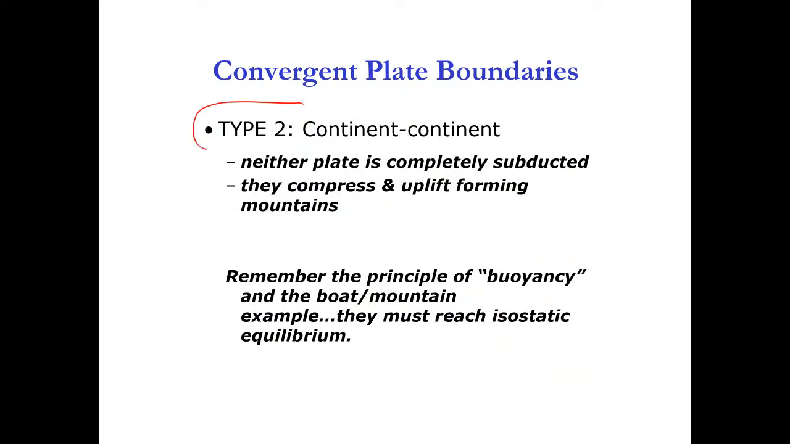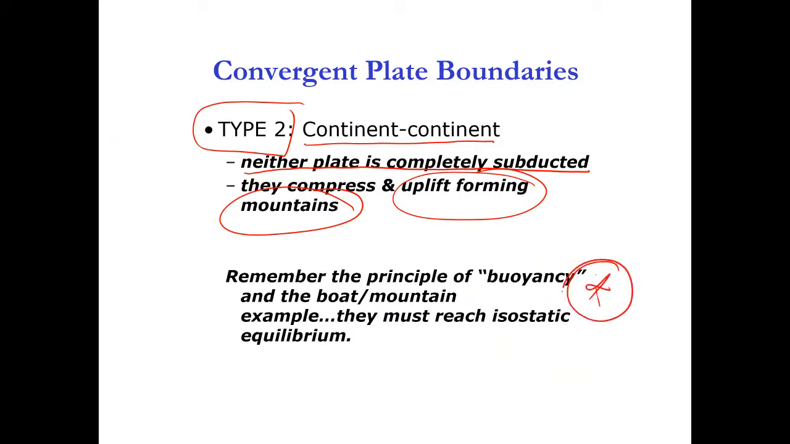Second type, continent versus continent. When you have continent versus continent, we have two equally dense or equally weighted plates. If that occurs, neither is completely subducted. So instead, they're going to compress and uplift, forming a mountain in the middle. This you can remember from lab number 1, the principle of isostatic equilibrium or neutral buoyancy.